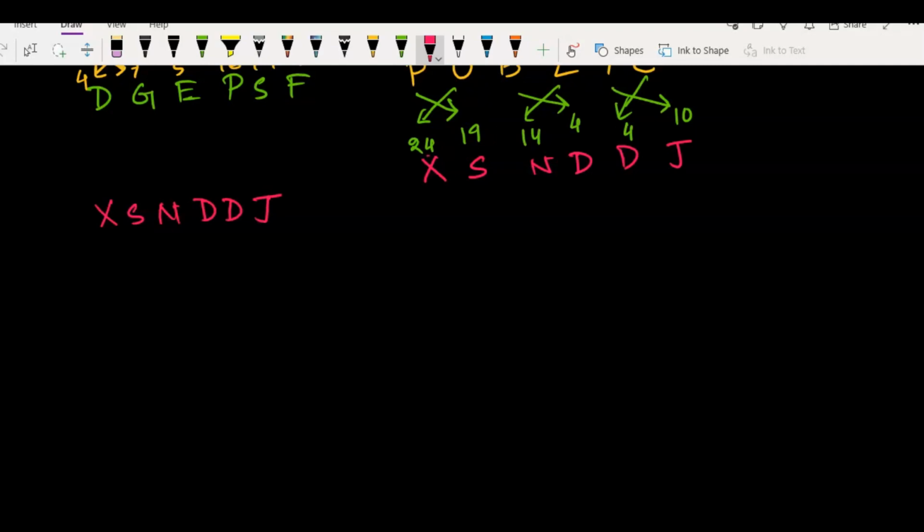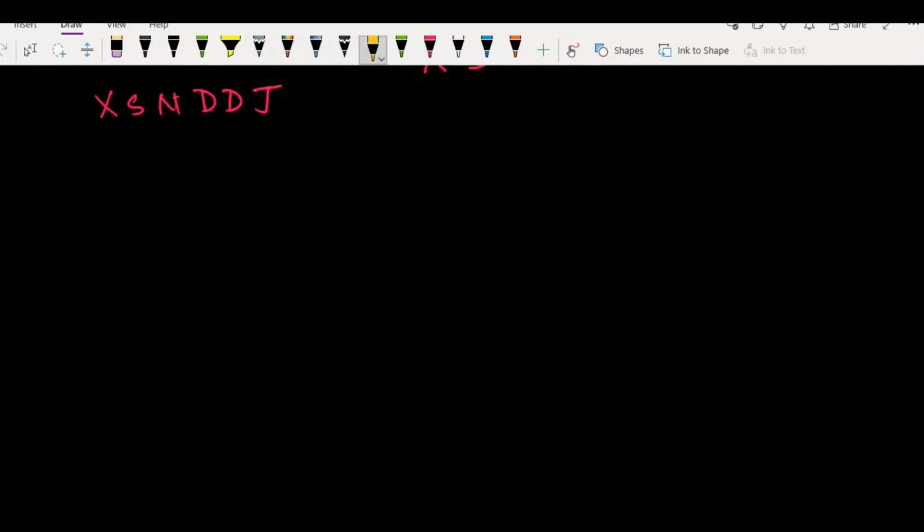Let's do some practice based on these patterns. So first we will check for forward pattern. If it is not forward pattern, we will check for reverse pattern, and if it is not reverse pattern, we will check for cross pattern. So our first example, King is coded as KMIP. What is the code for true?